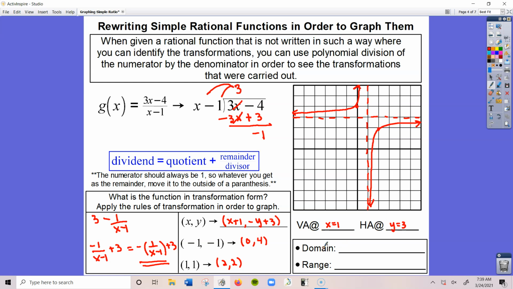Now for the domain and range. Again, the domain is restricted by this vertical asymptote. So my domain would be negative infinity to 1, union 1 to infinity. And my range is restricted by the horizontal asymptote. So my range would be negative infinity to 3, union 3 to infinity. Let's try a couple more examples.